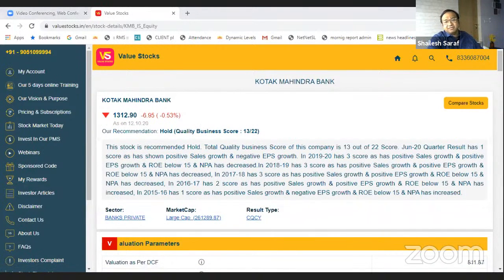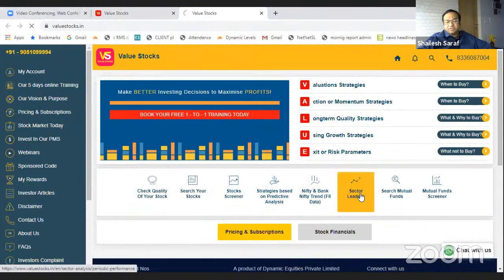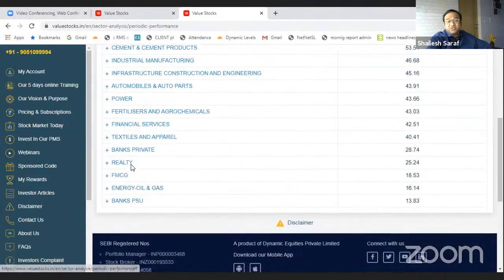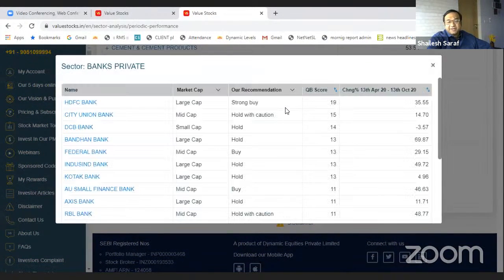Okay, Kotak Bank, 13 out of 22. Banks are going through a rough phase. If you study all the banks in our app, we have something called sector leader. Let's show the sector leader for banks. This is a very unique thing we have. So for private banks, whichever is my recommendation, you also get a list immediately.